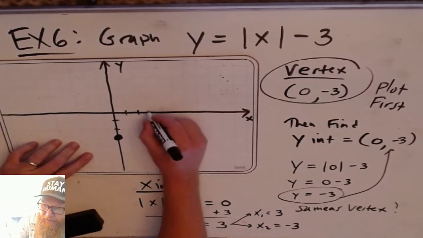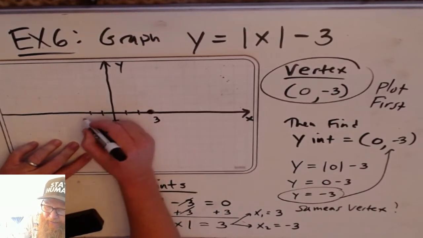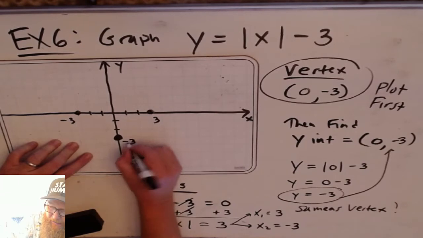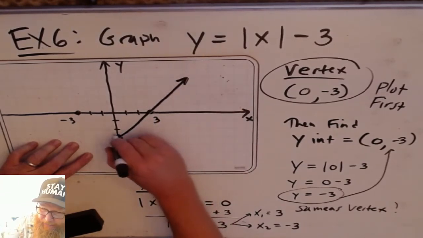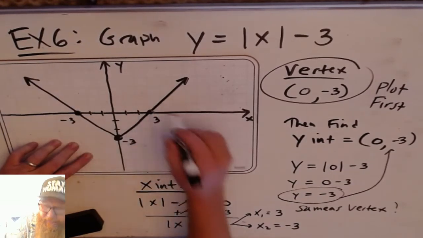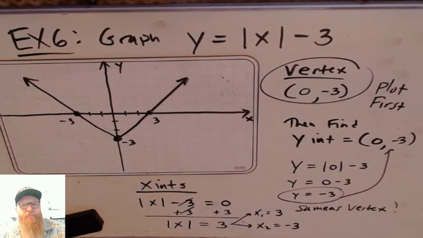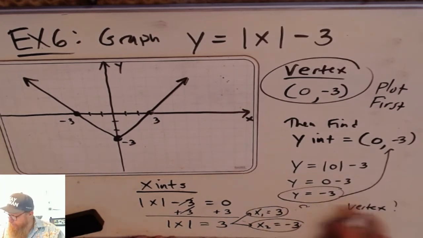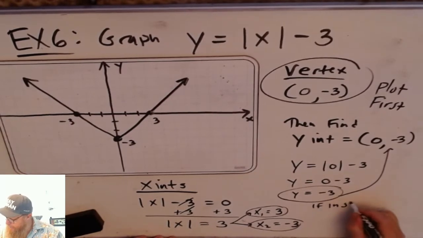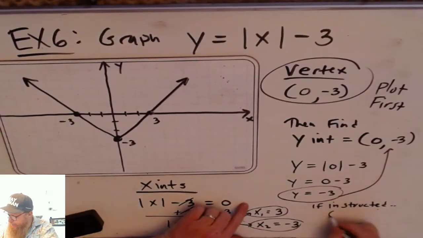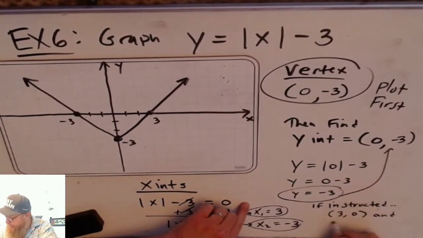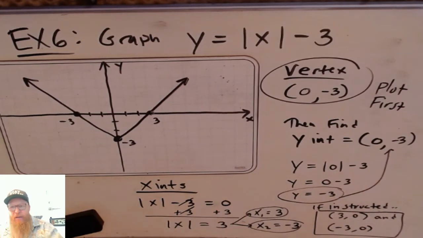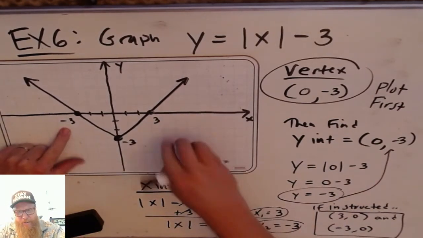So you've got 1, 2, 3. 1, 2, -3. y is also -3. Connect the dots, and you're done. Right? I'm not writing these as ordered pairs, but you could if you really wanted to, or if you were instructed to. So if instructed, you should write this as (3, 0) and (-3, 0), because they are 2 separate points.